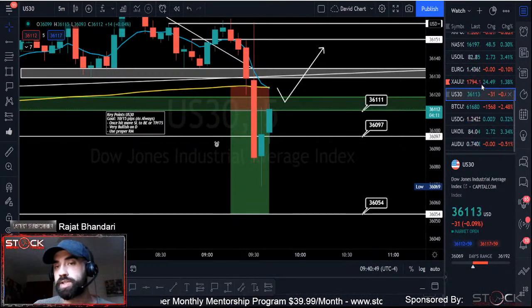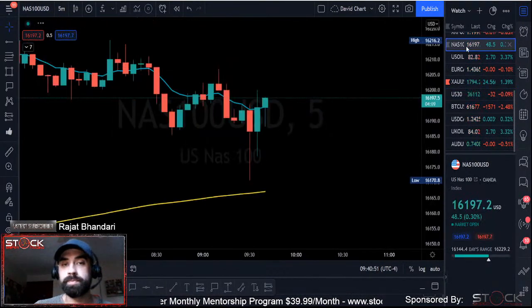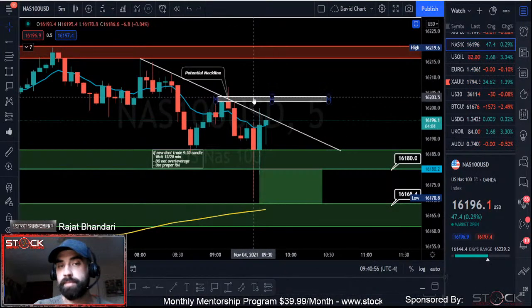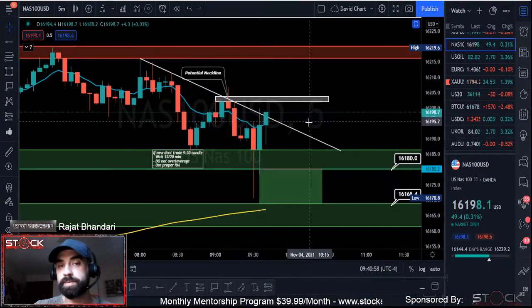US30, let's check on Nasdaq. Nasdaq is finding some support here. Remember we talked about this overall neckline.